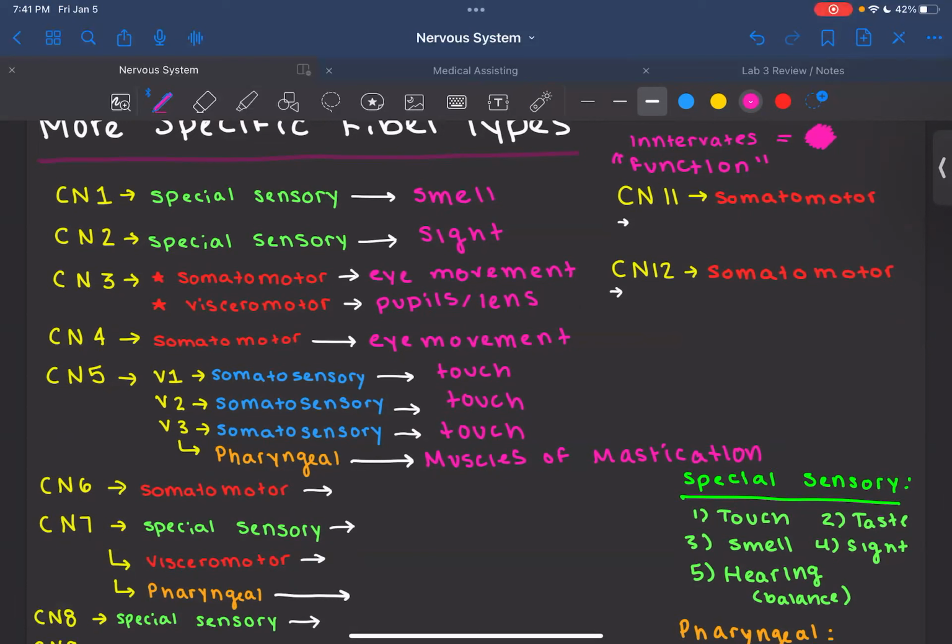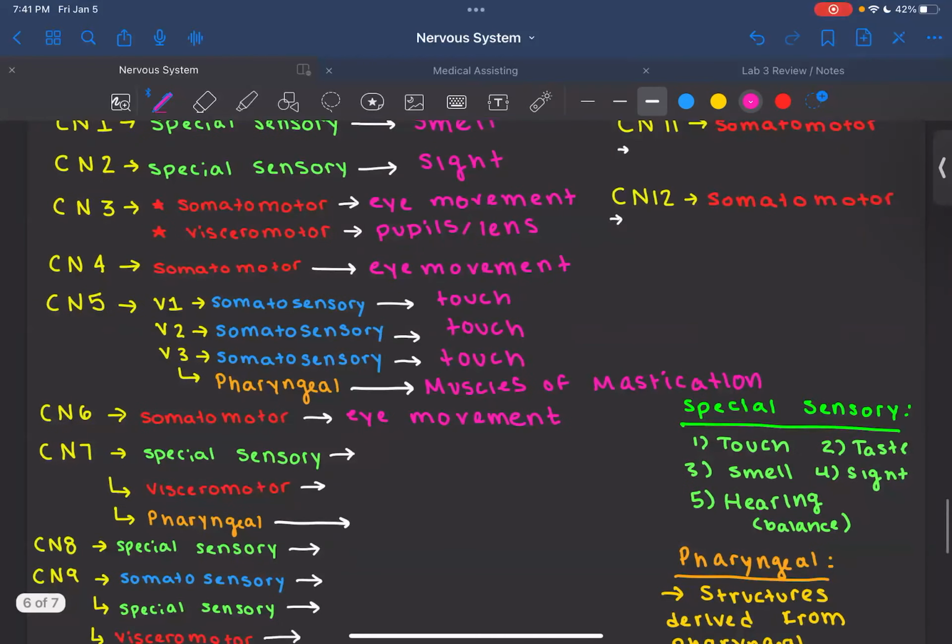only has somatomotor, and this is also going to be eye movement, similar to cranial nerve number 4, being trochlear, as well as cranial nerve 3, which is oculomotor. Oh my gosh, I misspelled movement. Look at that. My contacts are drying out, so my vision gets a little bad.